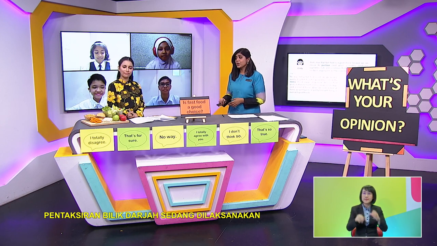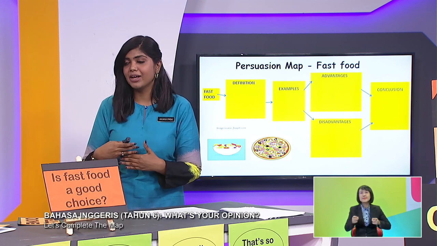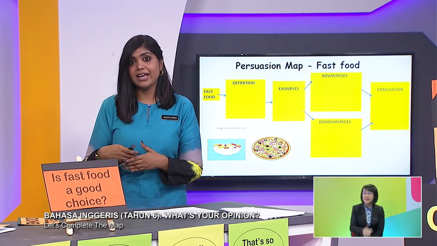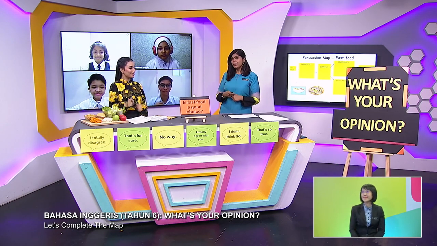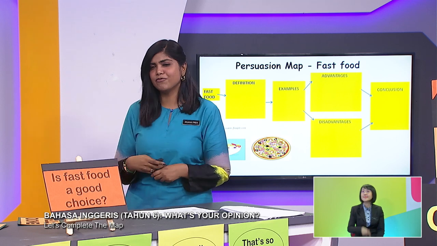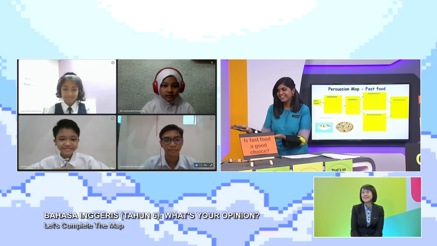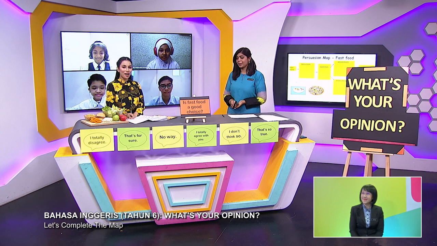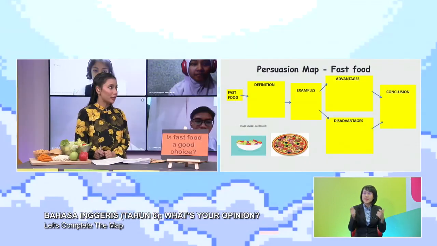Since we have seen the meaning of words, now we are going to complete a persuasion map on fast food. As you can see there, you need to give me the definition, the examples, the advantages, disadvantages and the conclusion. Are you all ready to complete this persuasion map? Yes, I am. Okay, let's get started. Who's going to do the definition of fast food? Do you want to give it a try? Well, I'll set the benchmark here. The definition of fast food, it's something that we can have instantly and can be delivered really fast.